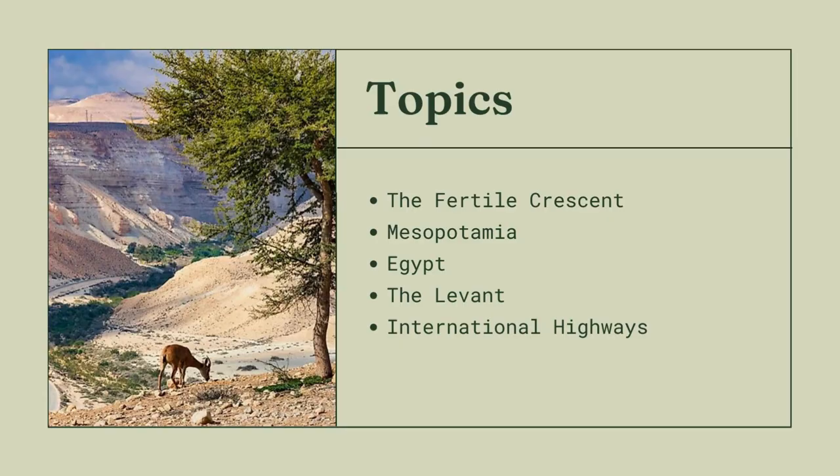Okay, the topics we're going to discuss in this video are the Fertile Crescent, the area of Mesopotamia, Egypt, the Levant, and the international highways. So really what we're going to do is get an overview of the land of the Old Testament, the area in which all these things take place.